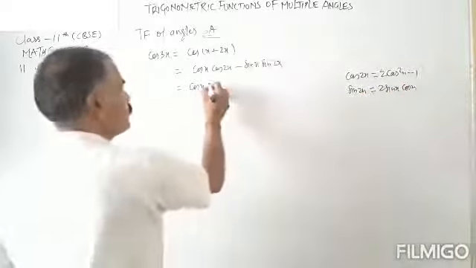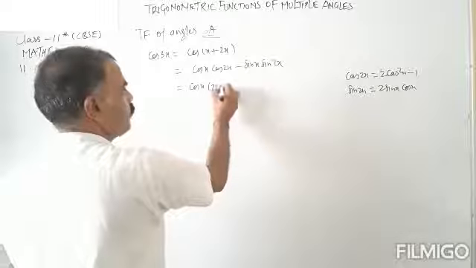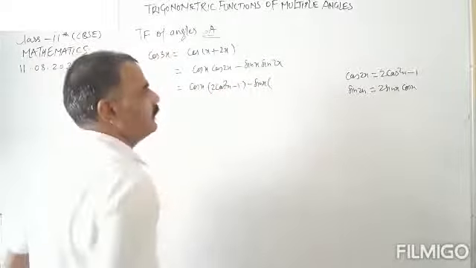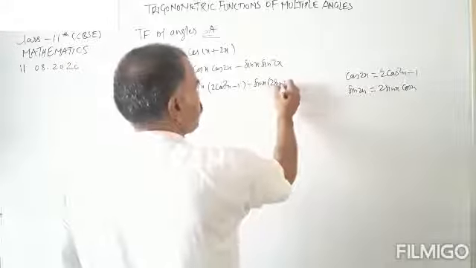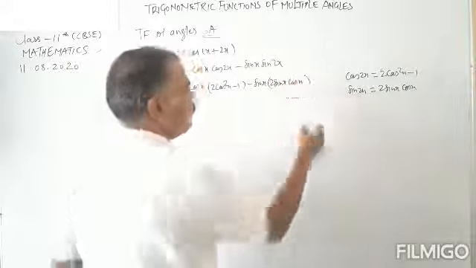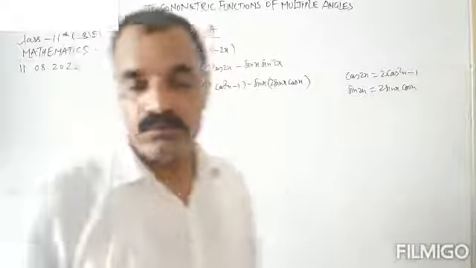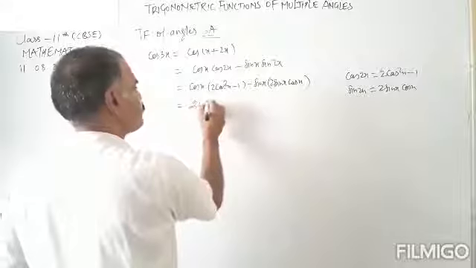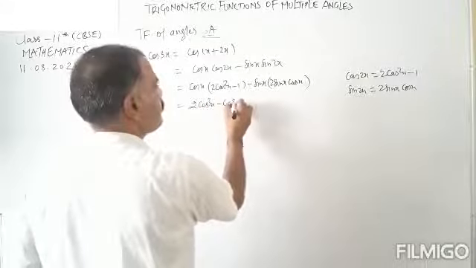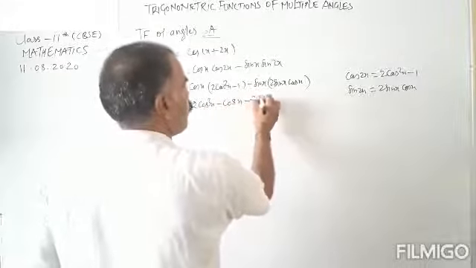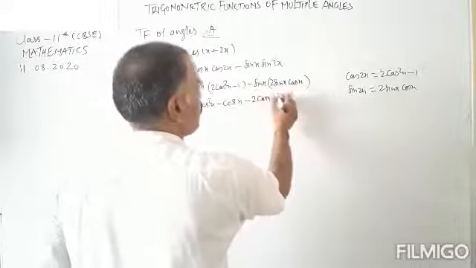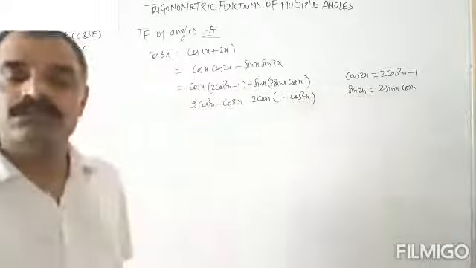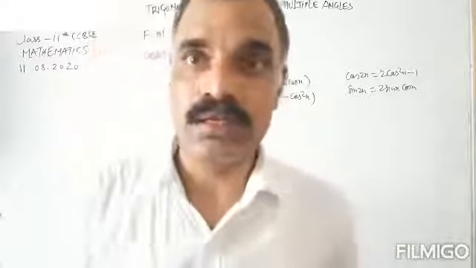So this is cos x into cos 2x, that is 2 cos square x minus 1, minus sin x into sin 2x, that is 2 sin x cos x. So this is equal to 2 cos cube x minus cos x minus 2 cos x into sin square x, and sin square x is equal to 1 minus cos square x.